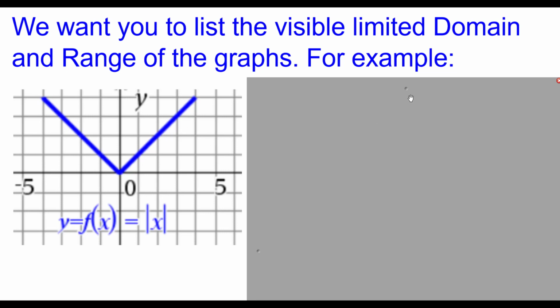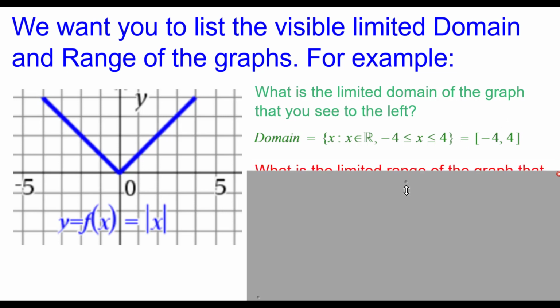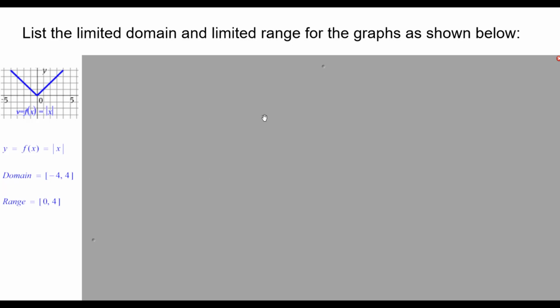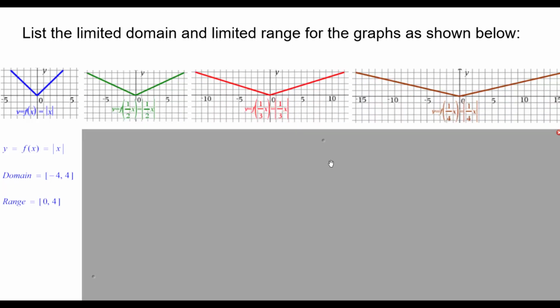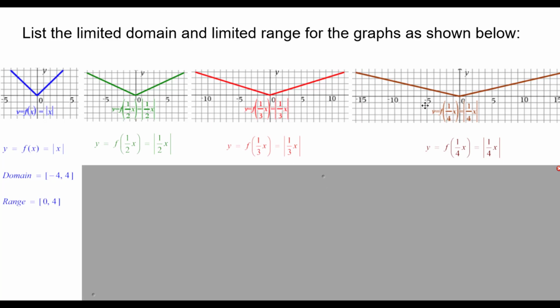If you look at this one, the limited domain is all real numbers between -4 and +4 inclusive, shown like this in bracketed interval notation. The limited range is from 0 to 4 inclusive. So let's go ahead and do that for the rest of these graphs. List the limited domain and range as you see them in the pictures here.